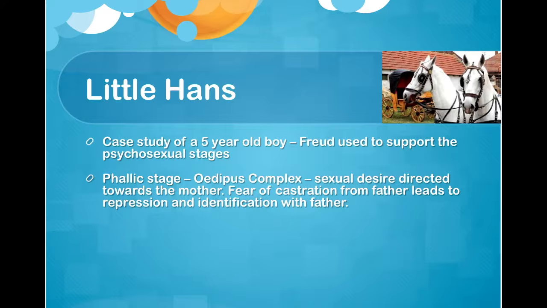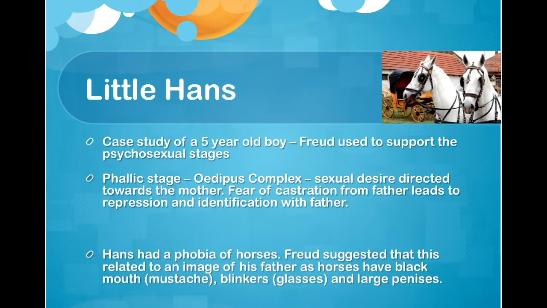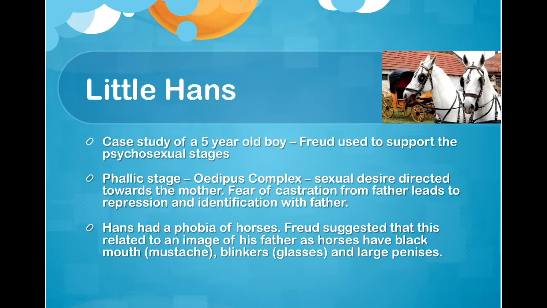And so little Hans was having dreams about horses, and he was scared of these horses. He saw them fall over and die, and it was disturbing him. He was being awoken at night, and so Freud applied the theory of the Oedipus complex onto Hans's dreams, and dream analysis is one of Freud's theories for accessing the unconscious. And so Freud suggested that the reason that Hans was scared of the horses was because he used the horse as a symbol for his father.